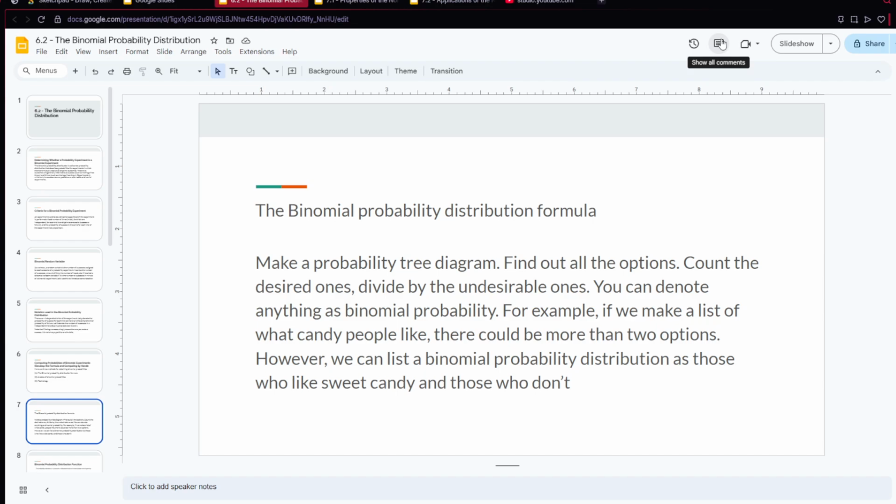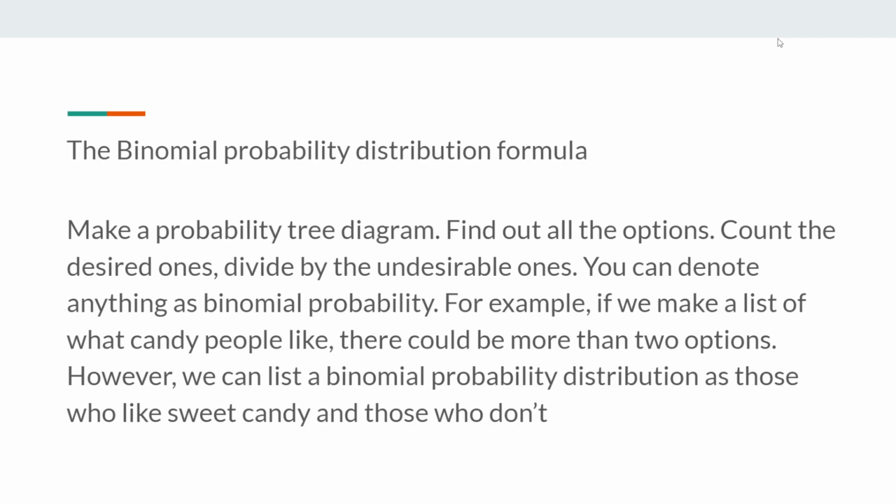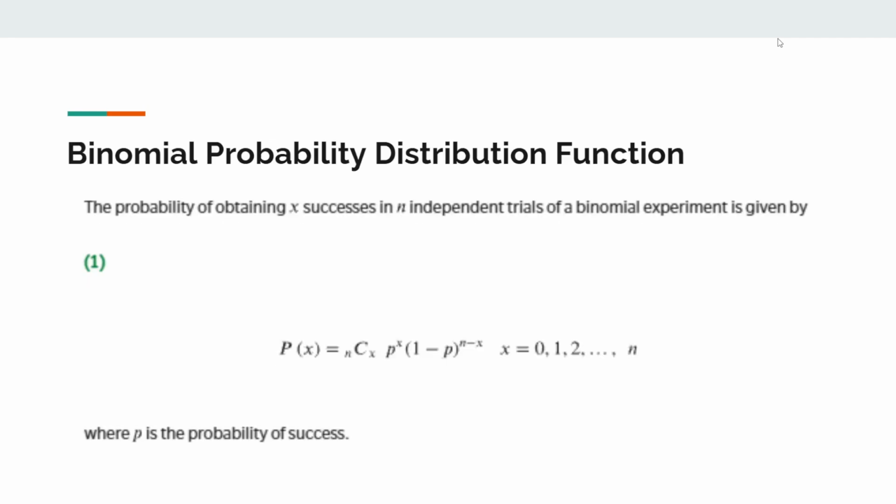Here we mentioned how we can use the probability distribution for those who like sweet candy and those who don't. But there's actually a formula right here, and this is a little bit difficult to understand, so I'll get into it in the next pages. But it's really ingenious, so you should listen.